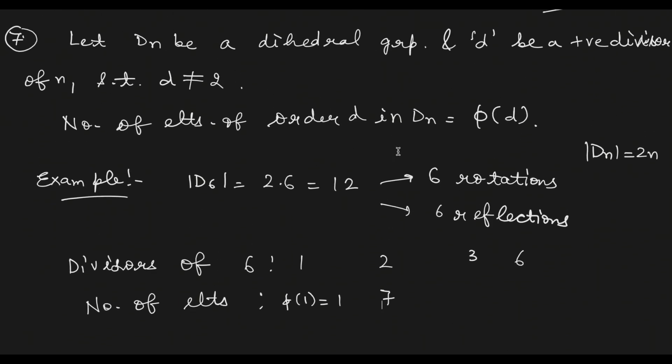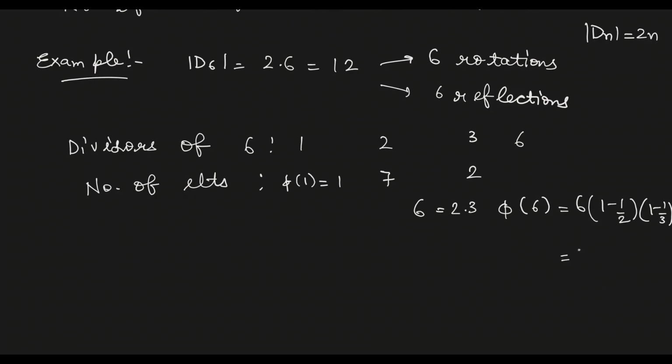Number of elements of order 3: phi 3. 3 is a prime number, so phi p was p minus 1, so 2. Number of elements of order 6: phi 6 will be, 6 can be written as 2 into 3, so 6 into 1 minus 1 by 2, 1 minus 1 by 3, which is 6 into 1 by 2, 2 by 3, so 2.